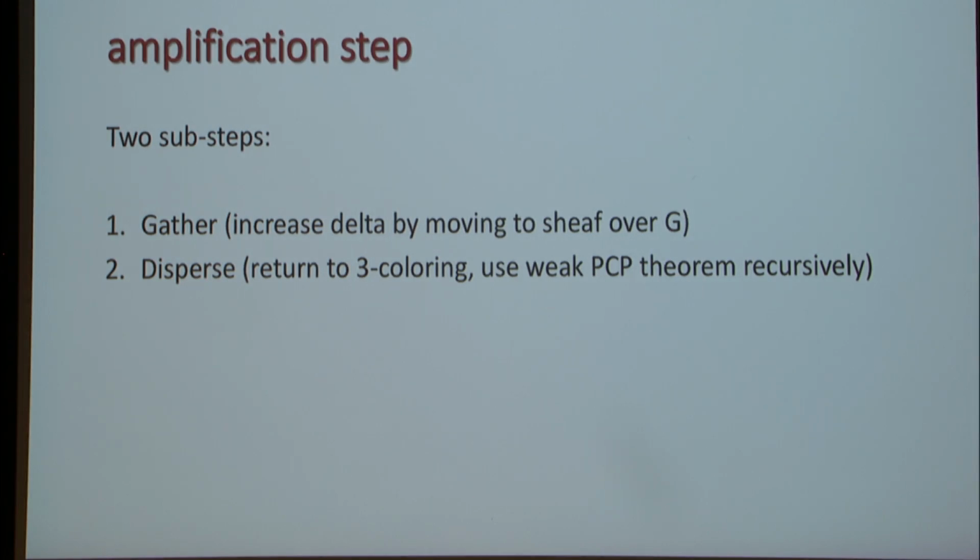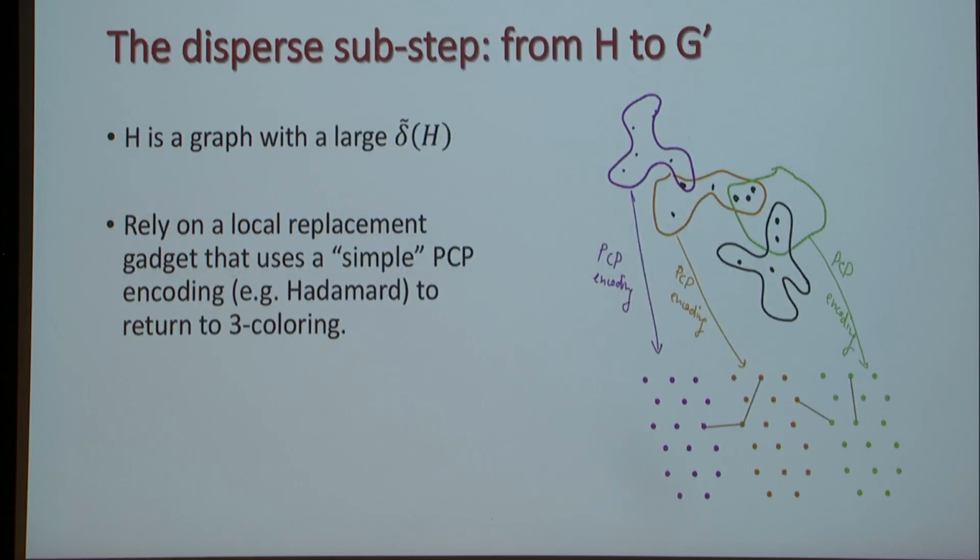Okay, so I said that there's 2 substeps. So far I showed you just the gather substep, where we collect more information, and this increases the gap. We need to then return to 3-coloring. I'm not going to have time to talk about this.